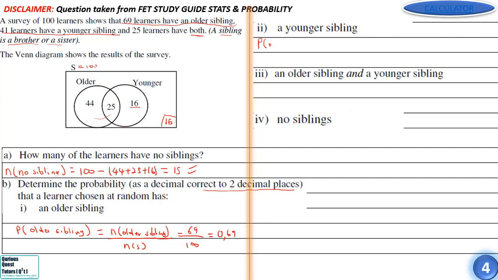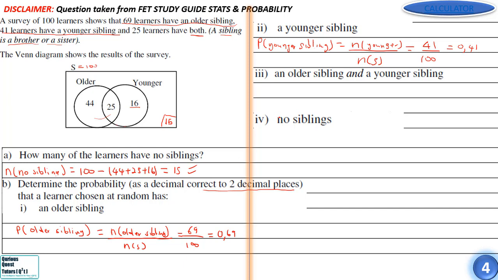So the probability of younger sibling only, or not only, I apologize for that, younger sibling must be the number of learners that have a younger sibling. How many learners have a younger sibling divided by the sample space. Please always make sure that you divide by the sample space. So the total number of learners that have a younger sibling is 25 plus 16, which is 41 out of 100 learners that were interviewed. Again, in two decimal places, this is 0.41.